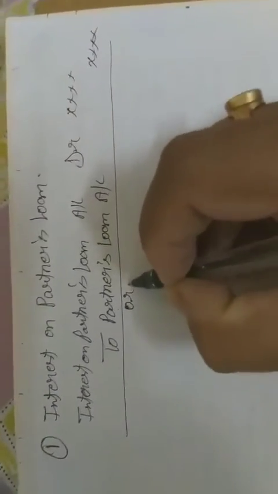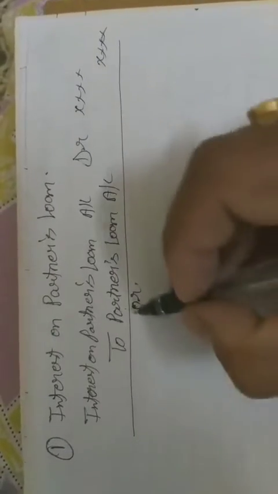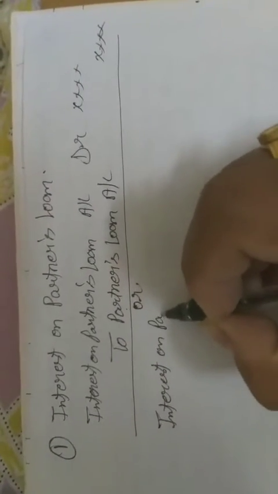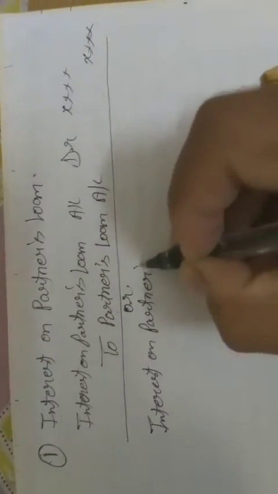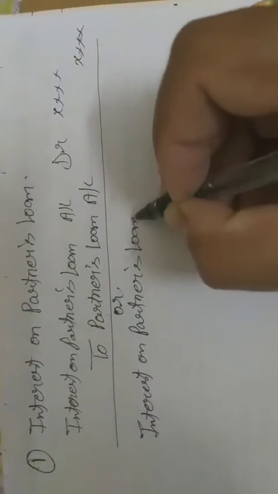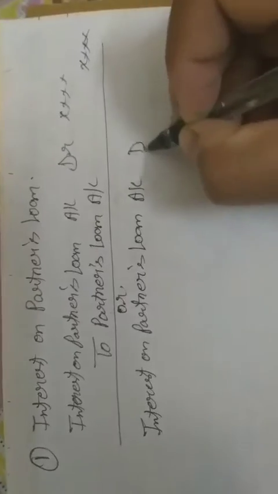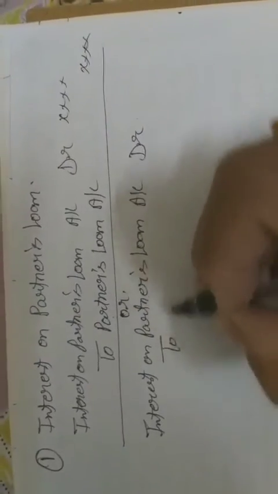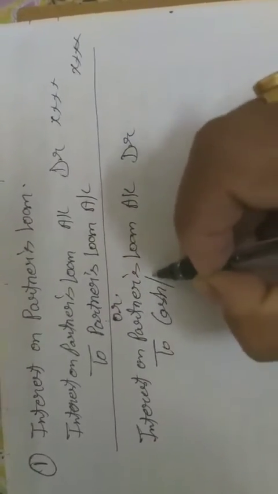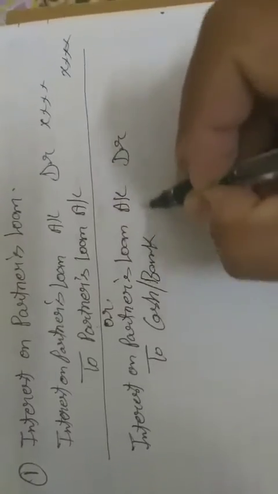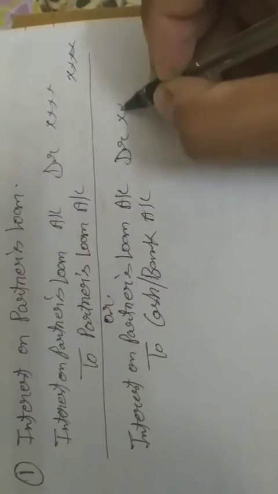If it is not paid in cash, it will be this, or if it is paid in cash, then interest on partner's loan account debit, to cash or bank account. Is it clear?